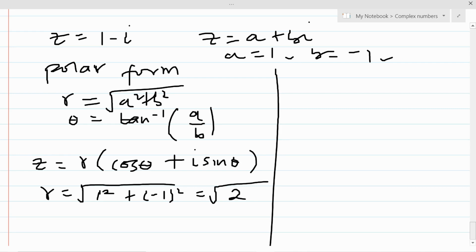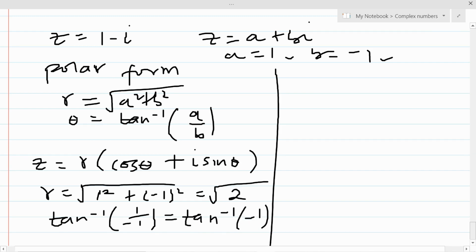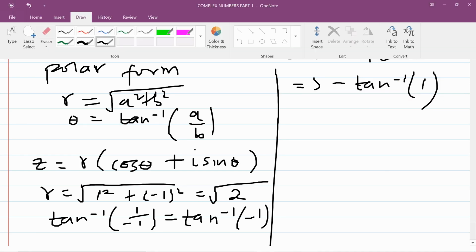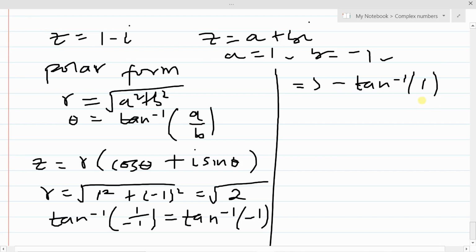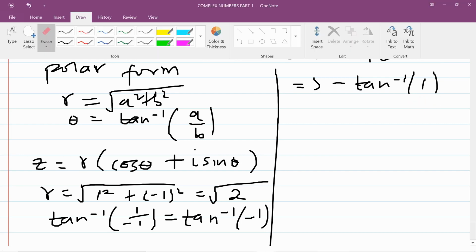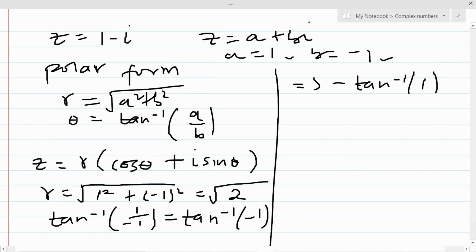Now our theta will be what? Tan inverse of 1 over negative 1, okay, which is equal to tan inverse of negative 1, and this implies that tan inverse of negative 1 is negative tan inverse of 1, okay, from trigonometry. Tan inverse of negative 1 is the same as negative tan inverse of 1, okay. So this will be equal to negative tan inverse of 1, which is what?